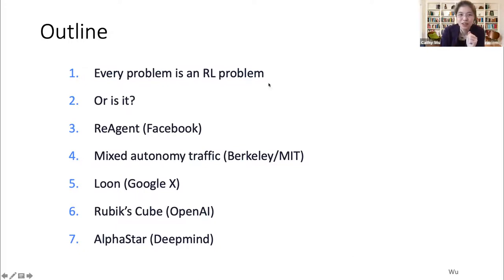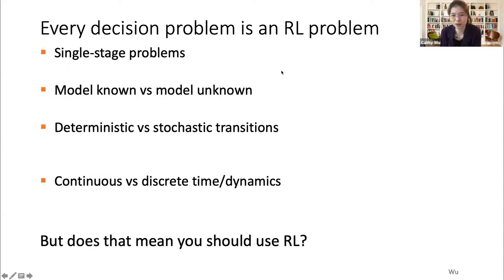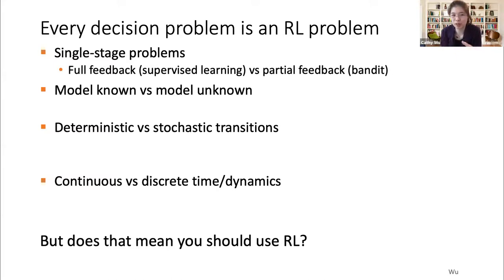Okay, so let's first cover this point of every problem being an RL problem. Here are all the problems that are RL problems. Okay, so single stage problems. For instance, supervised learning, you can think of as an RL problem, right? You're making one decision. It's just a single stage. Single stage problems can be full feedback or partial feedback, like in bandit settings, where we don't get feedback from the arms that you did not pull. These are single stage problems, and they can be thought of as baby RL problems, where the horizon is equal to one.